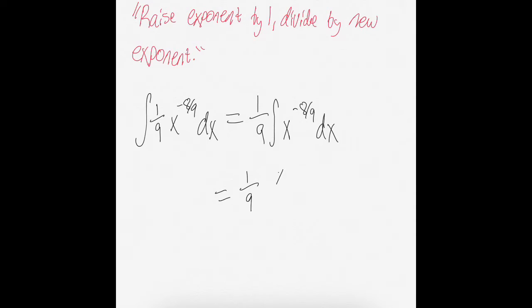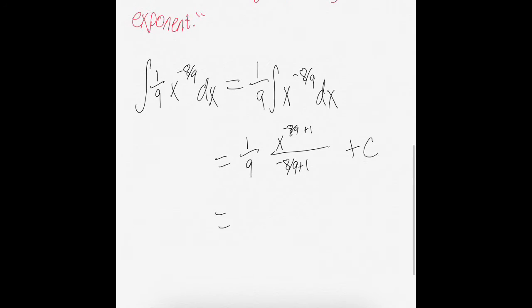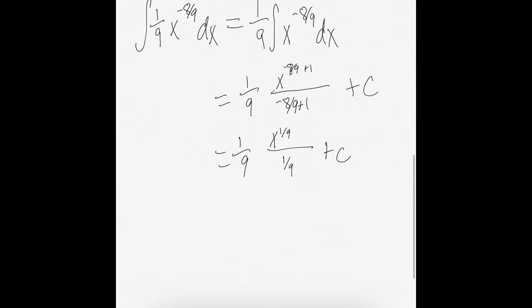Okay, so whenever I have a constant inside an integral, I can go ahead and pull it out. So this is the same as 1/9 times this integral. Now I'm going to apply my rule. I've got 1/9. I'm going to raise the exponent by 1, so x to the -8/9 plus 1, and we'll simplify in a minute, over -8/9 plus 1. Remember, I'm going to divide by my new exponent, plus c.